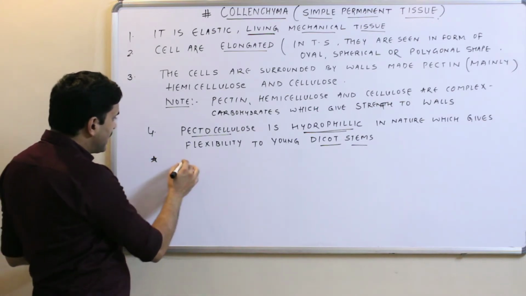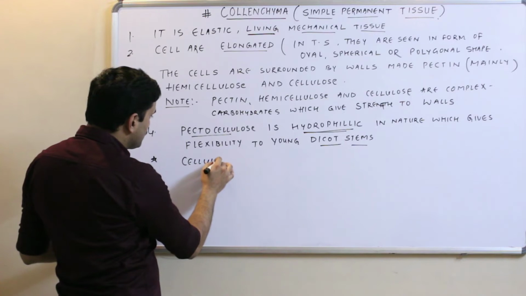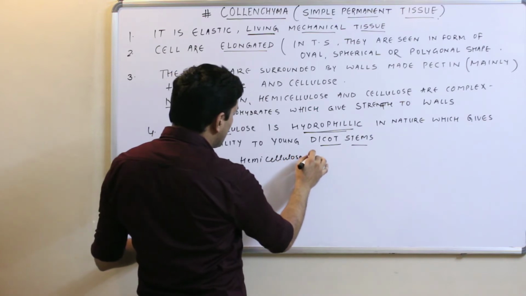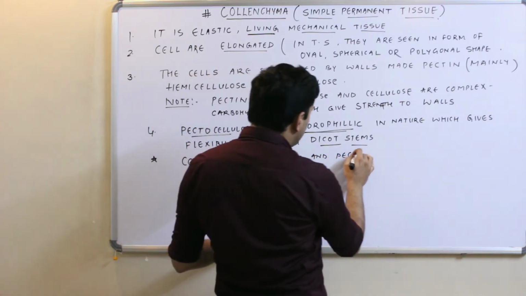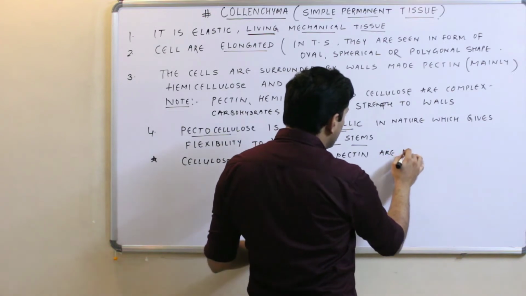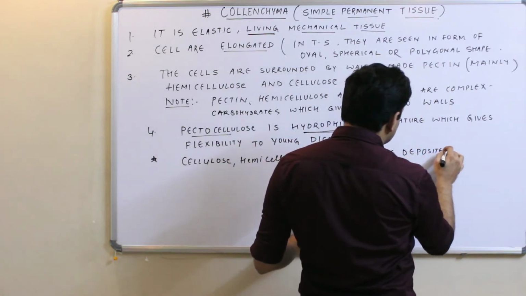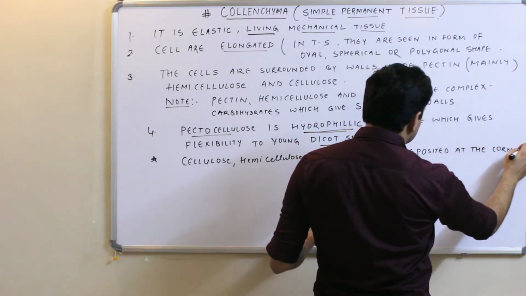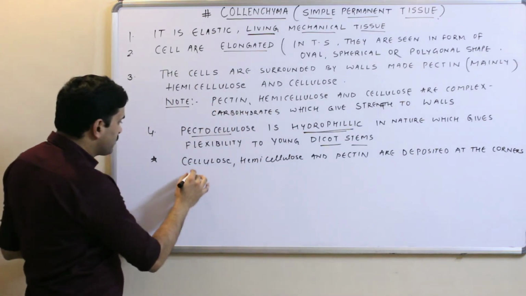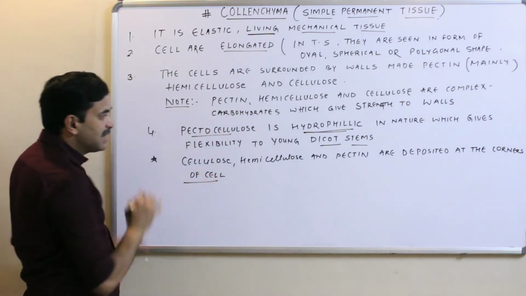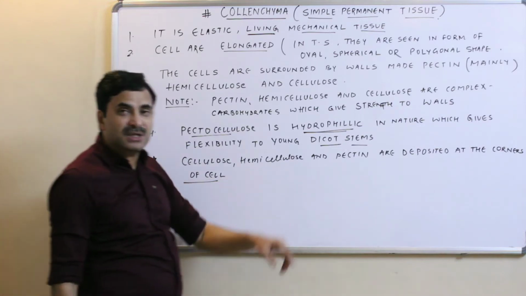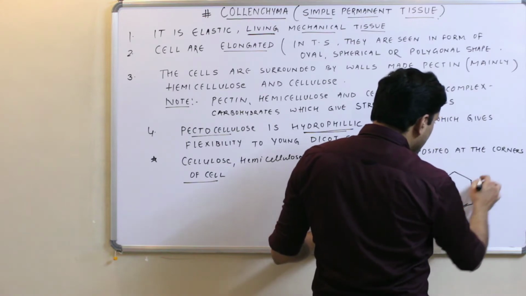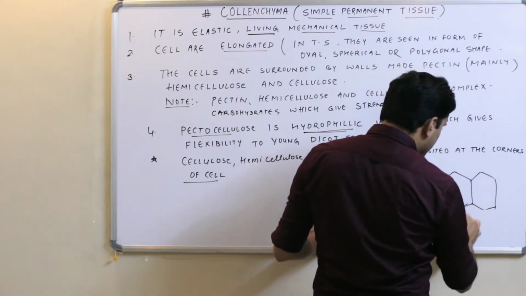Now remember this thing, that cellulose, hemicellulose and pectin are deposited at the corners of the cell. Cellulose, hemicellulose and pectin are deposited at the corners of the cell. Say for like this type. Say this is the cell, right? These are the cells.